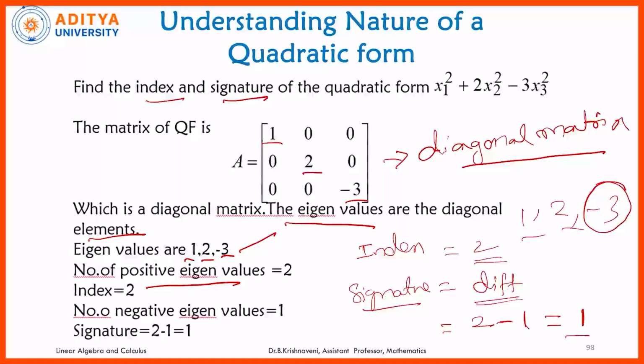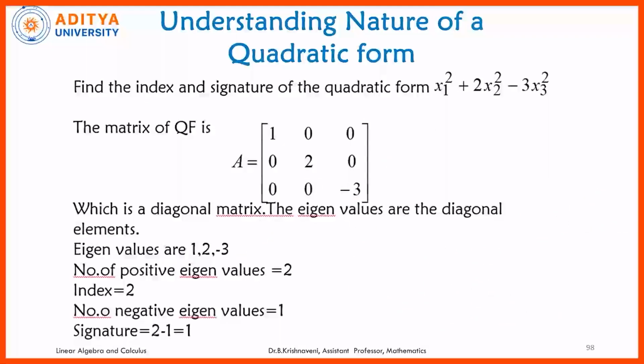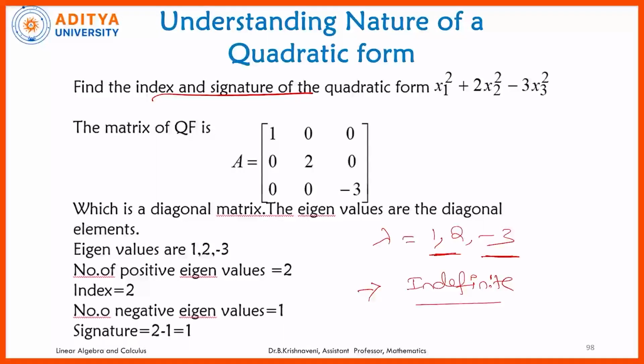Now, if you want to find the nature also, it wasn't asked in the question, but if you ask for the nature, we got the eigenvalues 1, 2, minus 3. So it consists of both positive as well as negative eigenvalues. So we call this indefinite. The nature of this quadratic form is indefinite because it contains both positive and negative eigenvalues.